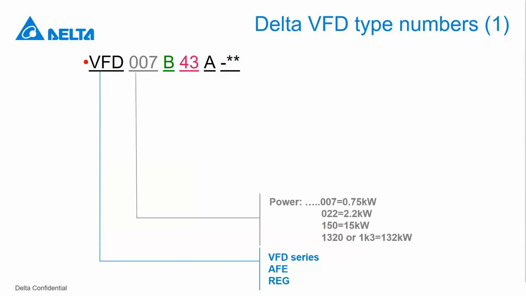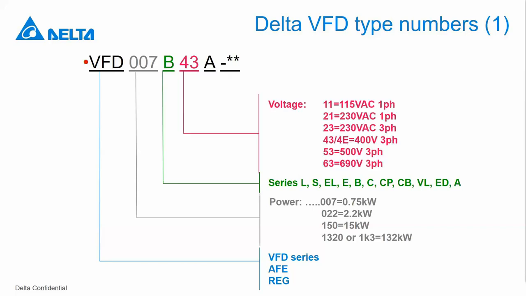Next, you have the power of the drive. So 007 stands for 0.75 kilowatts. At the moment, the highest power that we have is 630 kilowatts. Then you have the drive series, followed by voltage. So 4 stands for 400 volt, and 3 stands for 3-phase. Sometimes you'll see it as 4E, and that will be a 400 volt 3-phase drive with built-in EMC filter, but that's only for some particular models from the C family. And next, you have the hardware version.